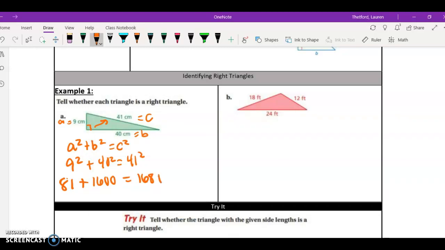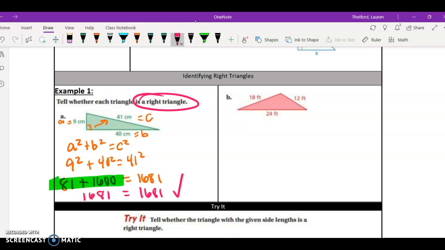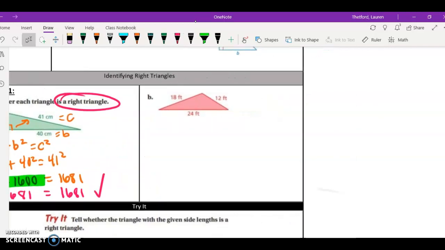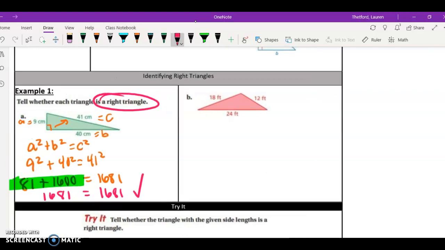And so now we're going to add this side together. So we are going to see if this side that I highlighted equals the other side. So when I add 1600 plus 81, we get 1681, and that equals the other side of 1681. So we know that yes, it is a right triangle. All right, let's do this one together. Let's do one more for practice.